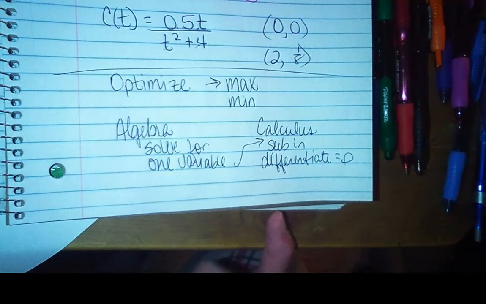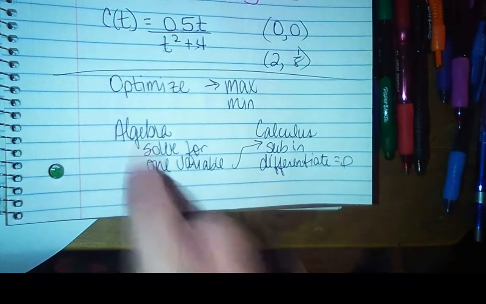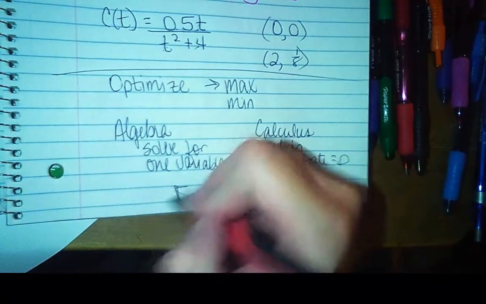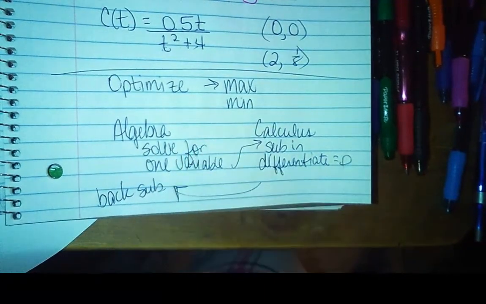You'll know one of the values, whichever variable you're working with. Well, then you can back substitute into here. So back substitute here, and then you'll know what the other variable is. Okay. So that's what we're going to be doing. And I'm just going to go ahead and dive in. So that was like the shortest intro ever.